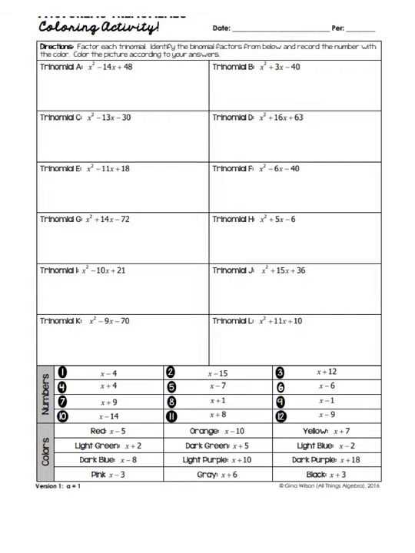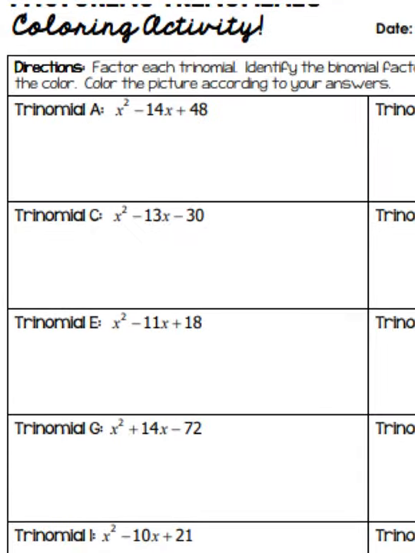So the first thing you're going to do, I'm going to zoom in so I have more room to write, is identify A equals 1, B equals negative 14, and C equals 48. Step 2 is then to multiply A times C. And then now we are going to find the factors.